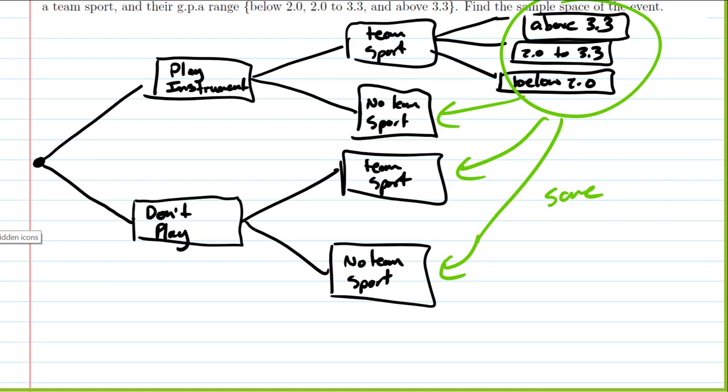So first of all, how many outcomes are there going to be? Well, if we get to the very end, there's going to be 1, 2, 3. For the next one, 4, 5, 6. For the next one, 7, 8, 9. And for the last one, 10, 11, and 12, right? Because we repeat each of these.